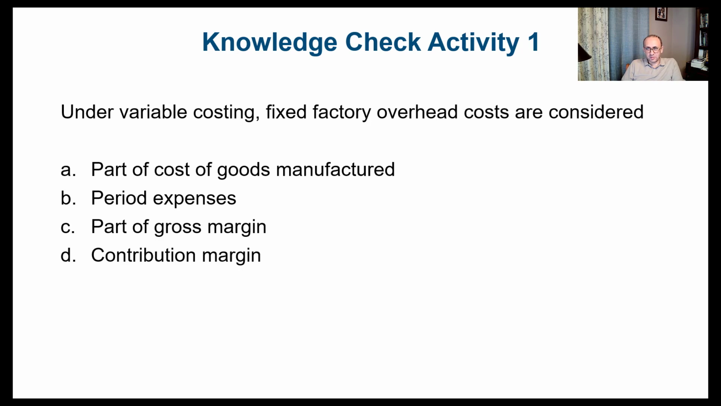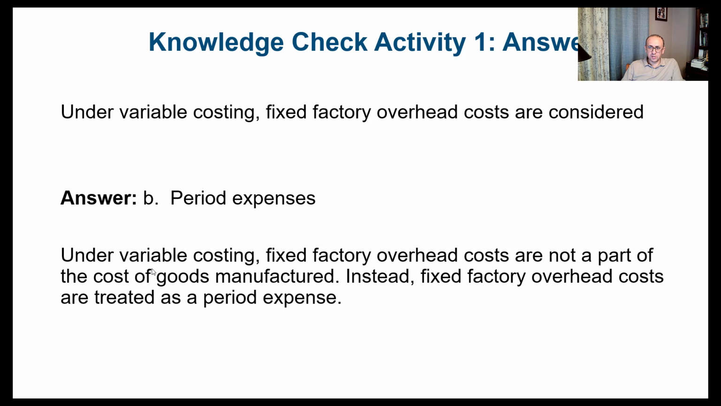Remember, under variable costing, fixed factory overhead is excluded from product cost. We just consider it to be a period expense. So the right answer is B. It's period expense. So under variable costing, fixed factory overhead costs are not part of the cost of goods manufactured. Instead, fixed factory overhead costs are treated as a period expense.